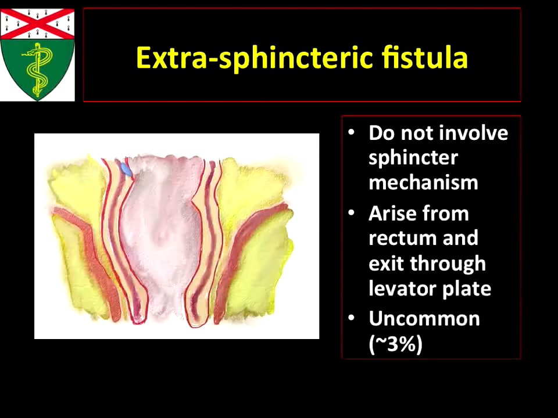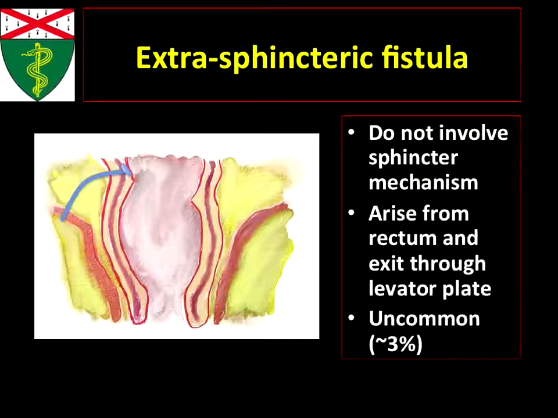And finally, one of the least common is the extrasphincteric fistula. As its name implies, this does not arise in the anus, right? Because the anus is a sphincter. This is extrasphincteric, so it's outside of the anus. And very uncommon. The idea here is that this arises for whatever reason, perhaps from the rectum, and exits through the levator plate, something like that.